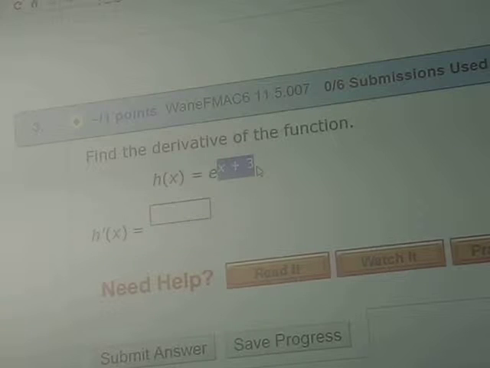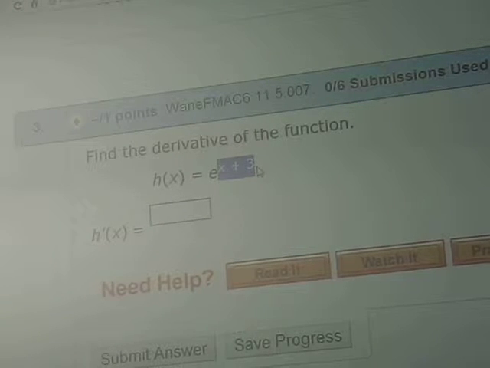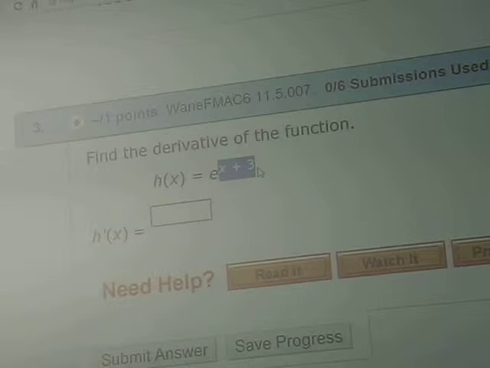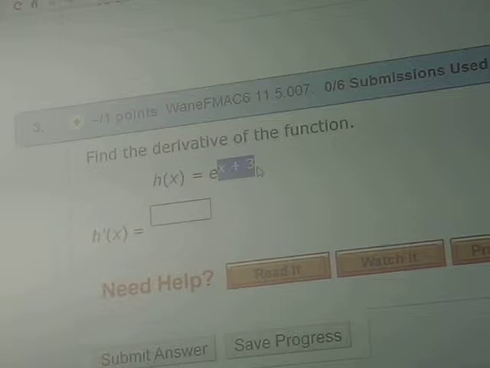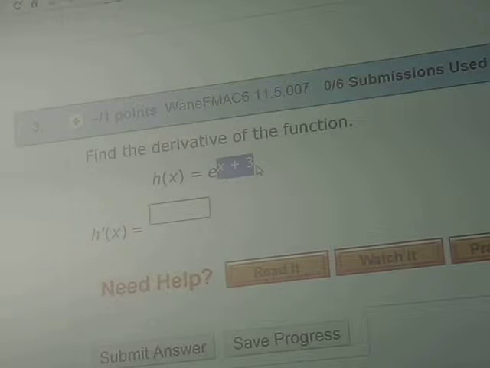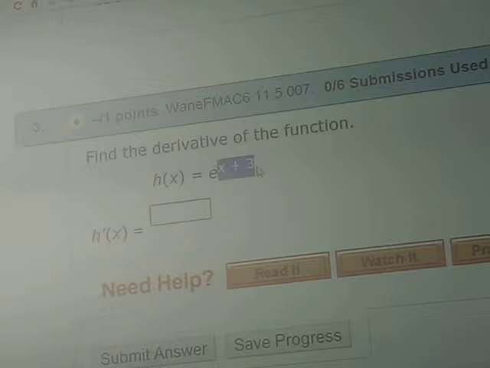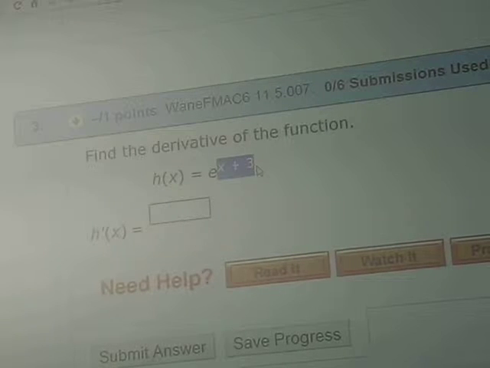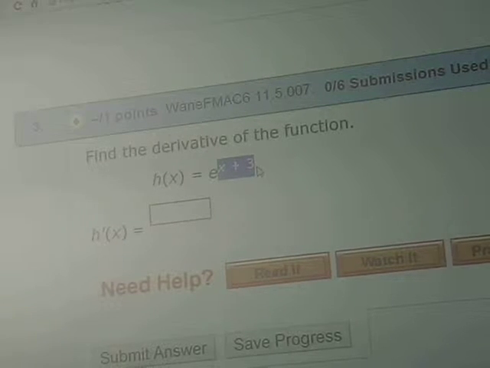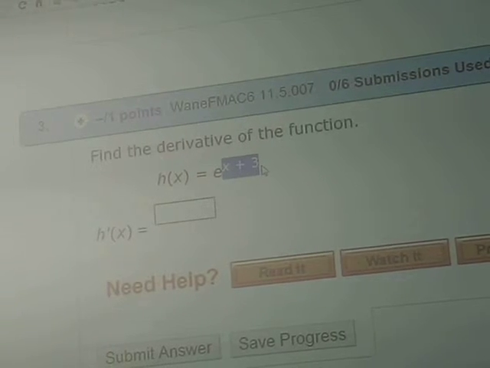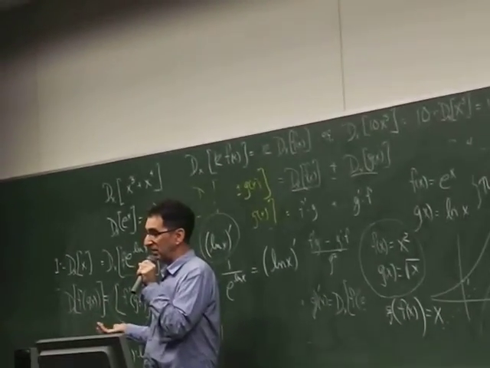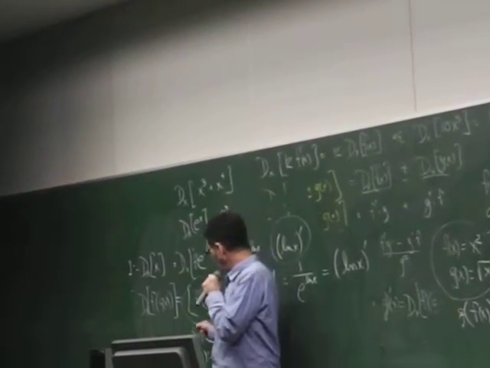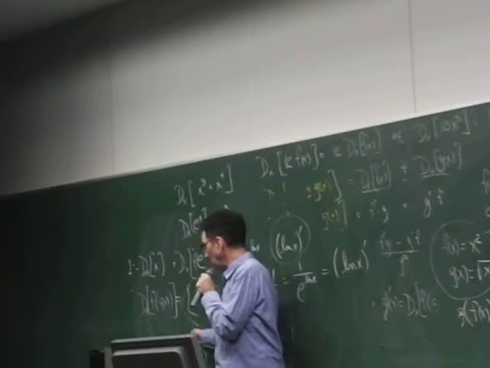So all of these are going to be chain rule problems, or probably most of them are. So that means you have to see there's an outside function and an inside function. So what is the outside function here? E to the something, right? And what is the inside function? X plus 3. So, what's the derivative of e to the something? It's e to the something, right? And what are we putting in? The something.